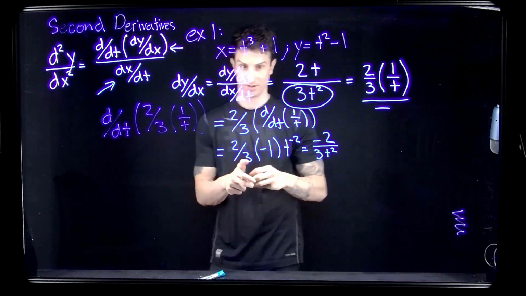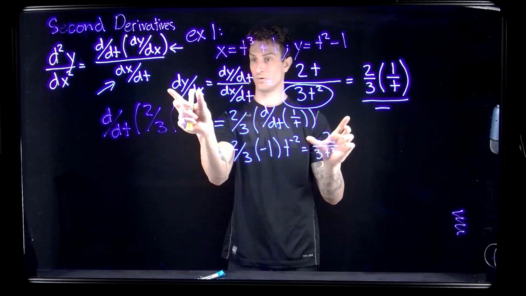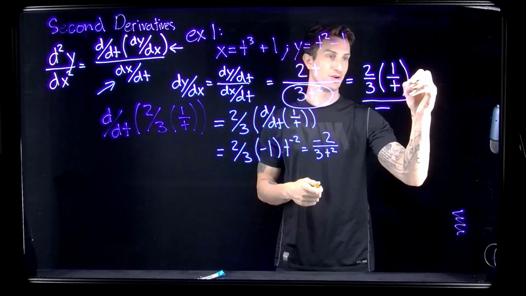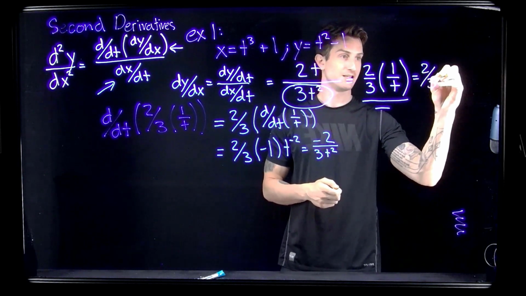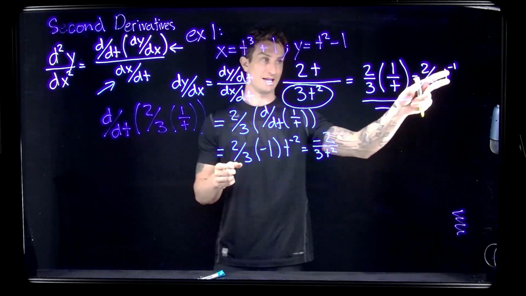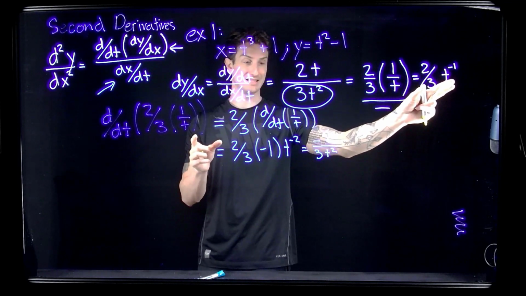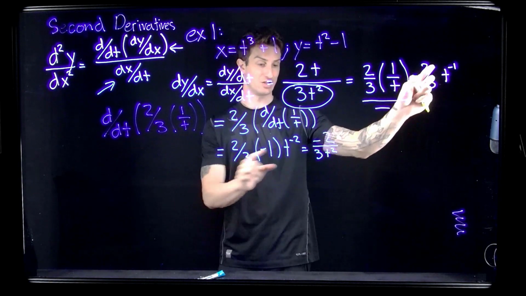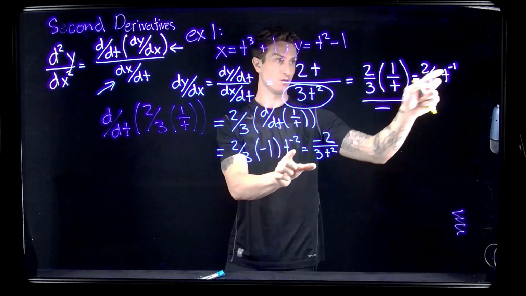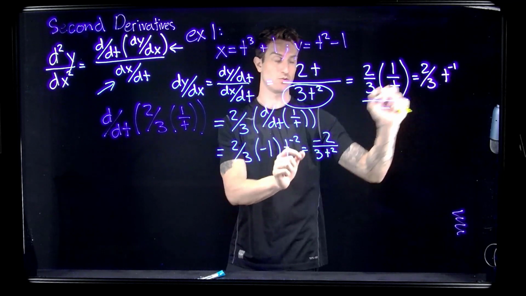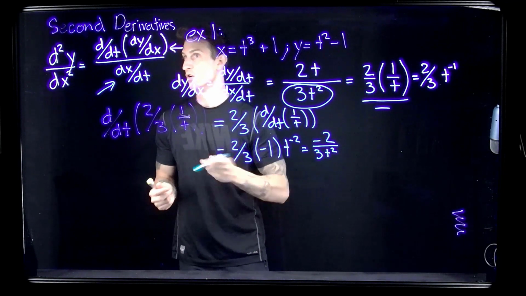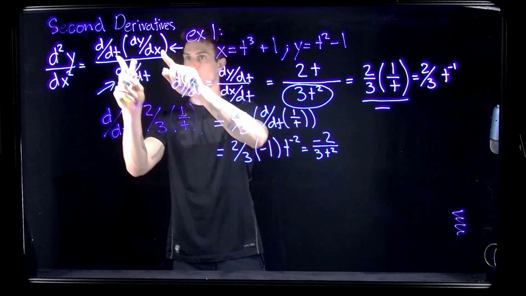So this is our numerator, right? Just to make sure I didn't lose anybody, we took our first derivative. This is 2 over 3t. We can also write this as 2/3 t to the negative 1, in case I lost anybody on this point, right? Now I want to take the derivative of this with respect to t. And so what happens is the 2/3 just stays in place. The negative 1 comes down, which is right here, and we subtract from negative 1. So that's how we get that negative 2. Okay, so we have our numerator.